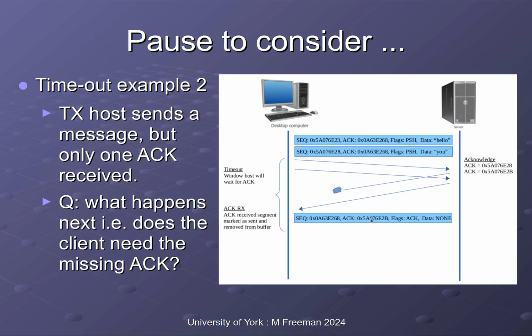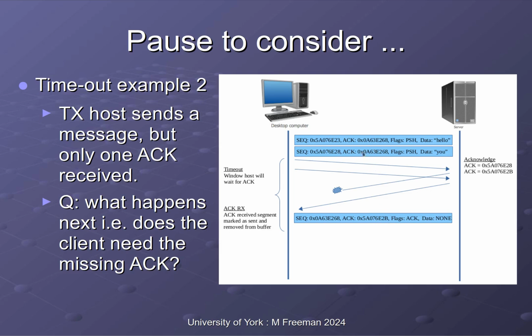And the key thing to remember here, as I highlighted in the previous example, the acknowledgement number tells the client what byte count the server has received up to. So with this acknowledgement ending E2B, the server is telling the client it's received everything up to, but not including, this sequence number. So this is the next sequence number it's expecting. So even though that acknowledgement is missing, that's not important. The client knows it must have received it correctly because it wouldn't have sent this acknowledgement number otherwise.